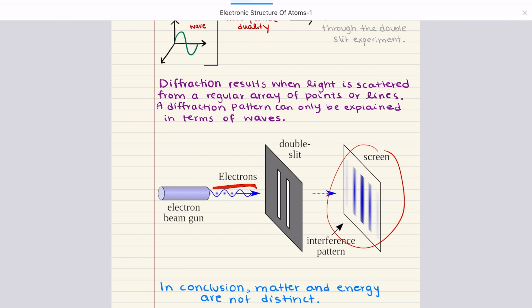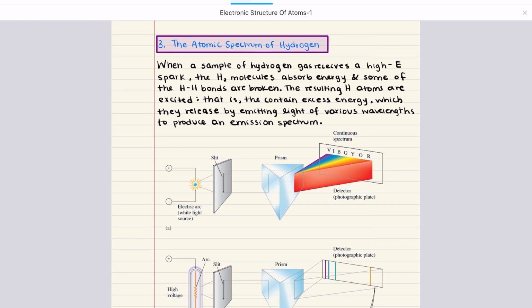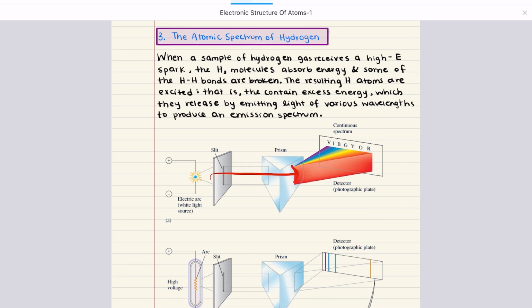And this duality fundamentally changed our understanding of matter and energy. And this leads us into our third objective, where we want to talk about the atomic spectrum of hydrogen. Another important experiment was the study of the emission of light by excited hydrogen atoms.